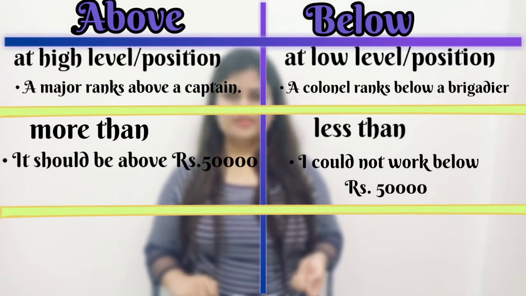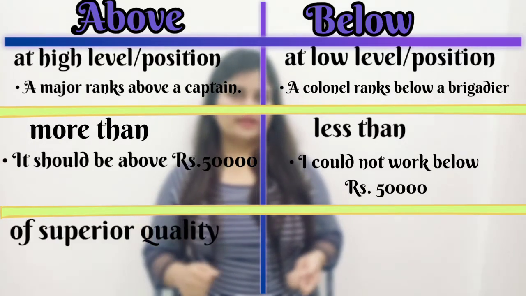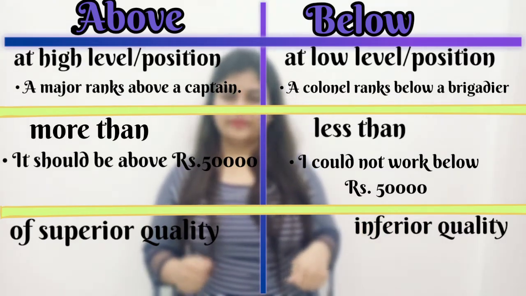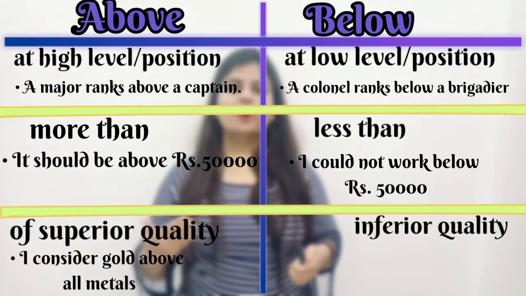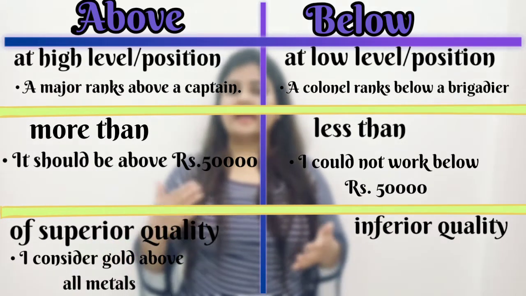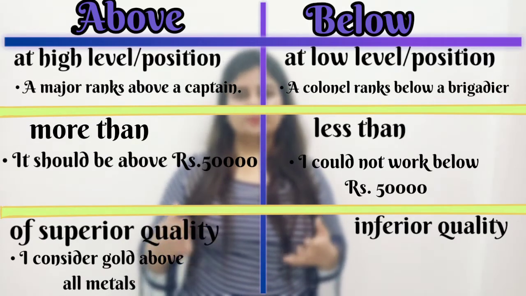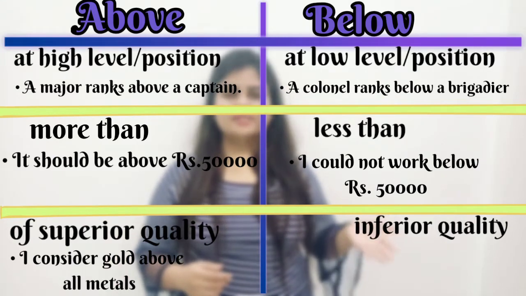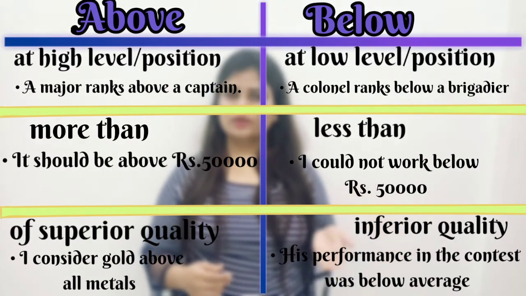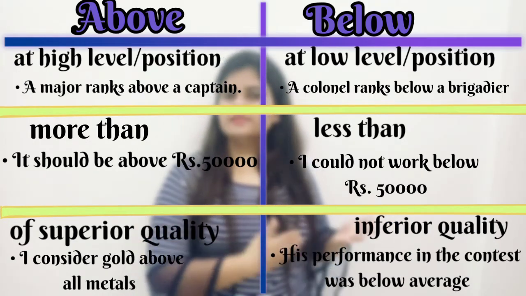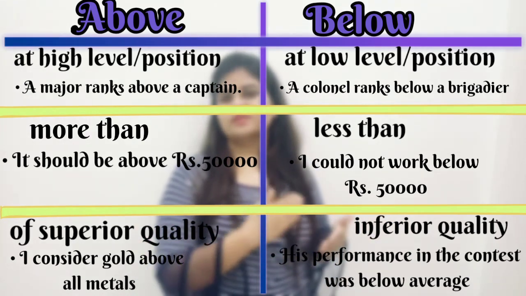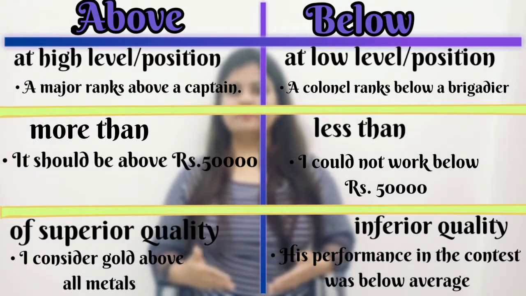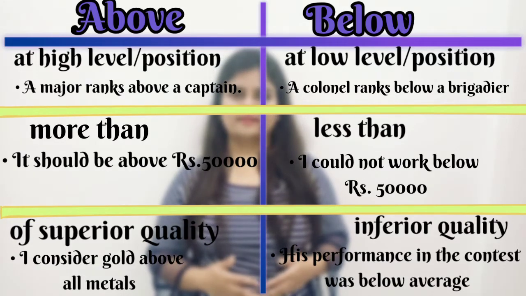Coming to the third use, above means of superior quality, whereas below we use to tell that something is of inferior quality. Like I consider gold above all the metals. Now it means that I consider gold is superior to any metal. And in below we can make a sentence like his performance in the contest was below average. That means that his performance today in the contest was not that good. So these are the basic 3 differences. Now you can pause the video and take a glance to understand it.